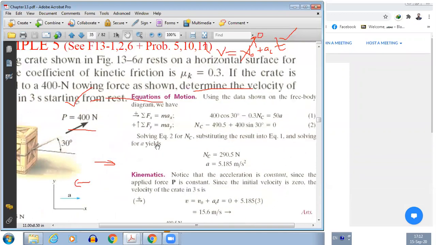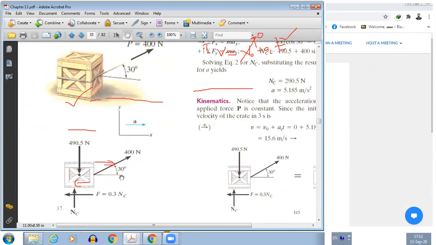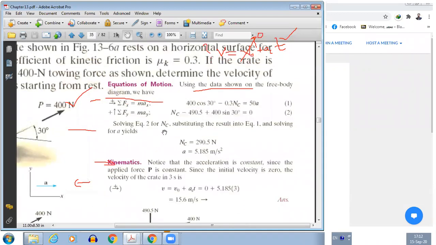So for summation Fy, we have the normal force, the force of the weight, and the component of 400 Newton in the y direction. So it's NC minus 490.5 plus 400 sin 30, and this equals 0. We can find what NC is.